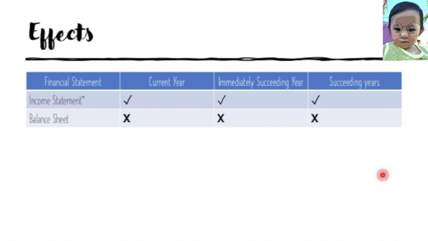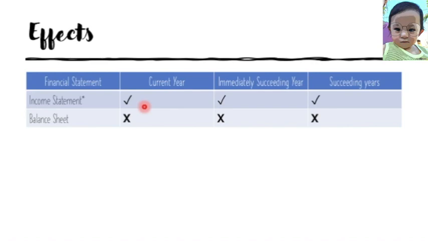So what's the effect in your financial statements? The income statement for the current year is correct since it only involves balance sheet accounts. However, the balance sheet for that current year would be erroneous. Though the total balance is the same, the individual amounts concerning certain accounts would be erroneous. Then you have the immediately succeeding years. Now there's an asterisk here because it may affect the income statement. It would depend on the error you make.